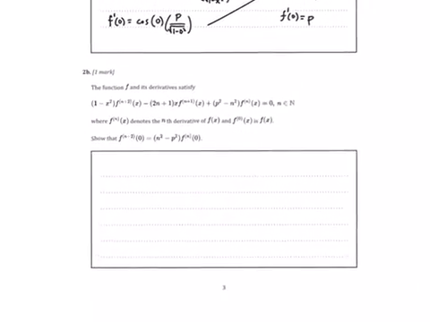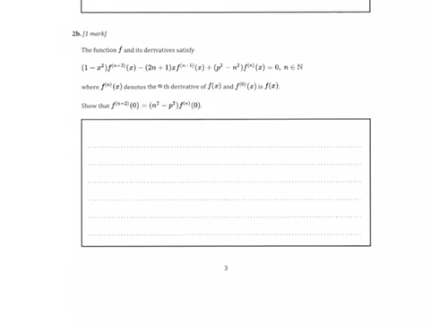The function f and its derivatives satisfy the following. This is kind of funky, but it's really no more than just a bunch of crazy notation for a bunch of derivatives. So if x equals 0, what we want to show is that the n plus 2th derivative is equal to n squared minus p squared times the nth derivative evaluated at 0. Okay, this is a 1-mark question, you guys, so it doesn't have to be intimidating. It just has to be plug and chug.